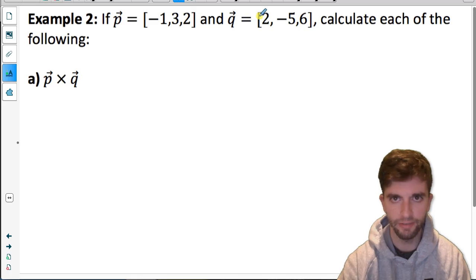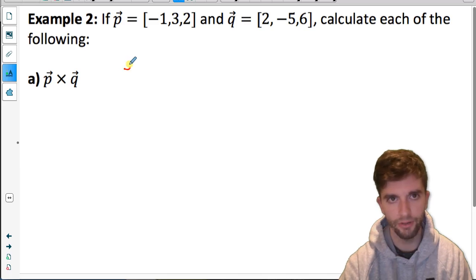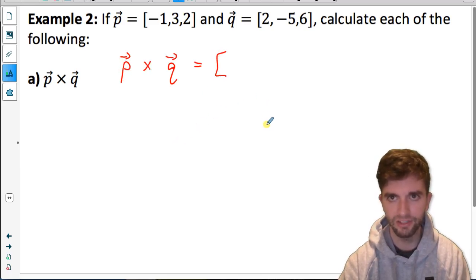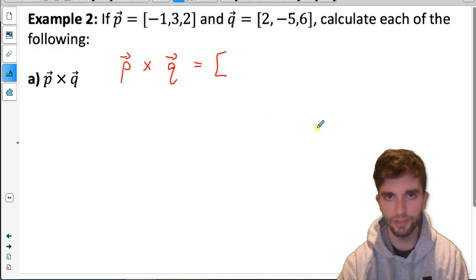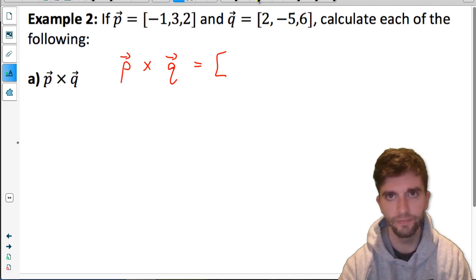And each of those algebraic vectors has 3 components, an x, a y, and a z component. If I want p cross q, I know my result is going to be a vector. So I'm going to get an x, y, and z component for the cross product. I can get those components if I follow that pattern we just looked at when we created the formula for the cross product of algebraic vectors.